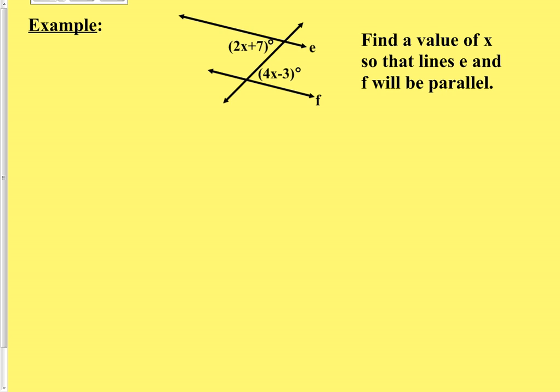Okay. One final example. Find a value of x so that lines E and F will be parallel. Well, same procedure as before. We need to identify what type of angles we may have in the diagram. If they don't comply to any particular type of angles that we know about, we will move some of this information around until we do find some types of angles that we recognize.